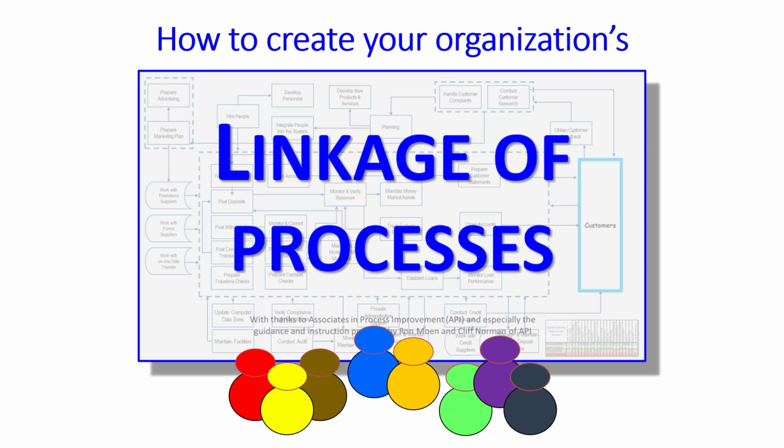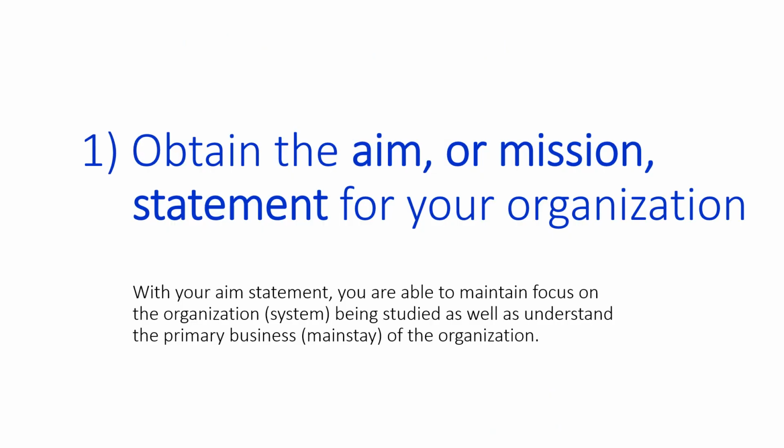Typically, several managers and lead workers from key processes in the organization work together to develop your organization's linkage. 5 to 8 people is a workable group size. The first step in developing your linkage of processes is to obtain the aim or mission statement for your organization.